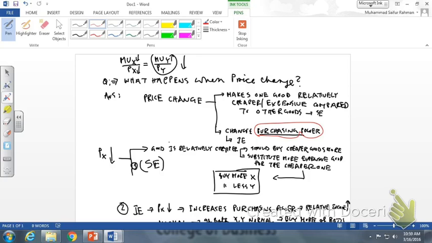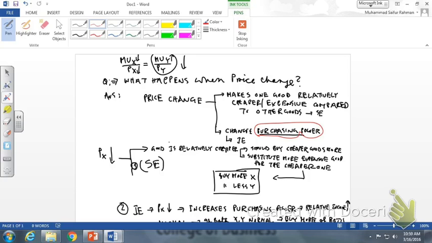If the good is a normal good, our income effect will tell us that you should buy more if your income or your purchasing power goes up, and you should buy less if your income or your purchasing power goes down. But if your good is an inferior good, you should buy more if your purchasing power goes down, and you should buy less if your purchasing power goes up. Okay? Makes sense.